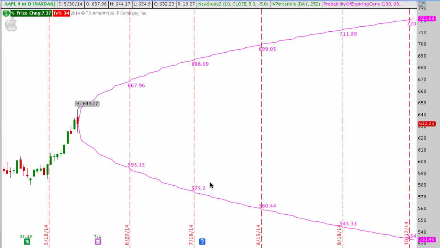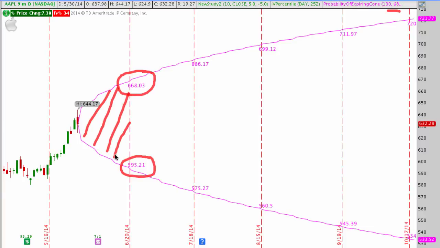What this is actually showing you is that there's a 68% chance, because that's what we have the cone set up as right now, a 68 probability level. There is a 68% chance that from where Apple is trading today at 644, Apple trades within this range between now and June expiration. And that range is 595 on the lower side, so 595 down here, and 668 on the upper side. So again, a 68% chance, or more or less a 70% chance, that Apple trades between 668 and 595 between now and June expiration.